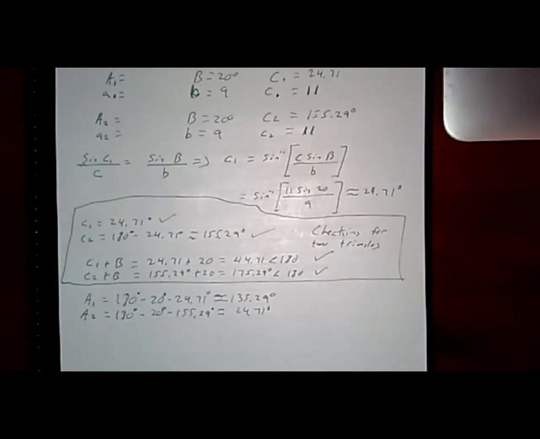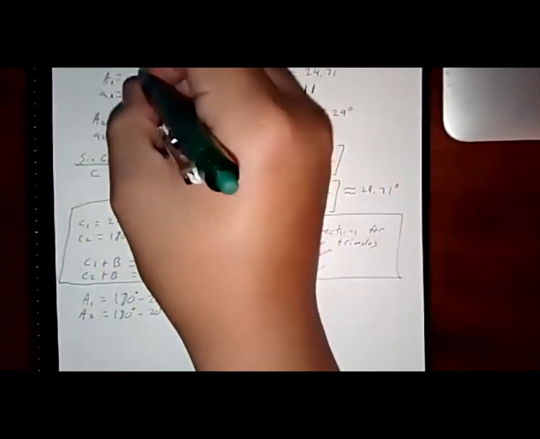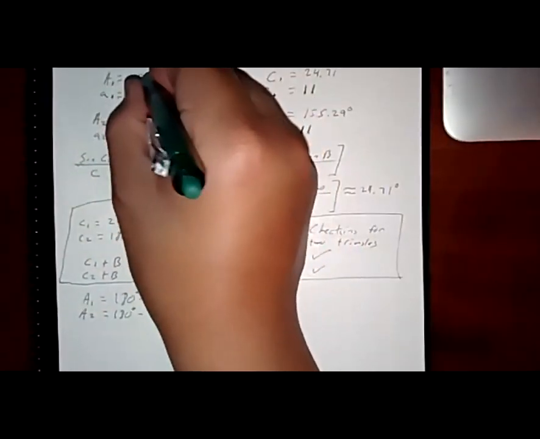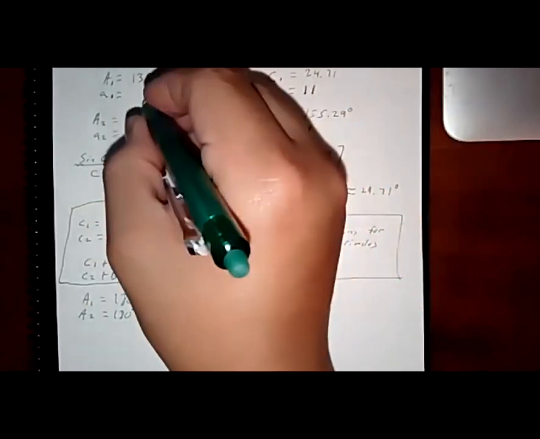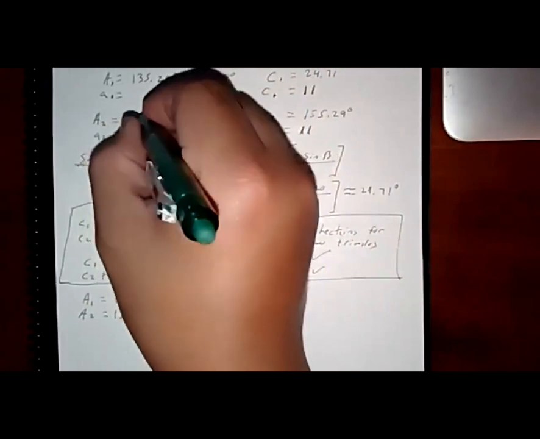So now we have both A's, both C's, angles, that is. 135.29, 24.71 degrees. Okay, so we got both A's, now we just need the little a and A1 and A2.